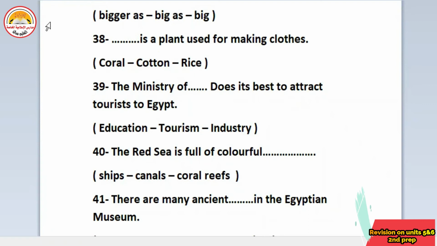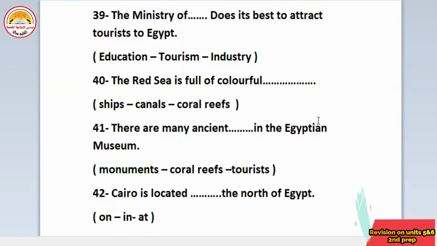And number 39, who can answer? Malak Ashraf. The Ministry of Tourism does its best to attract tourists to Egypt. Tourism, very good, thank you. So here, the Ministry of Tourism does its best to attract tourists to Egypt. Very good, thank you.